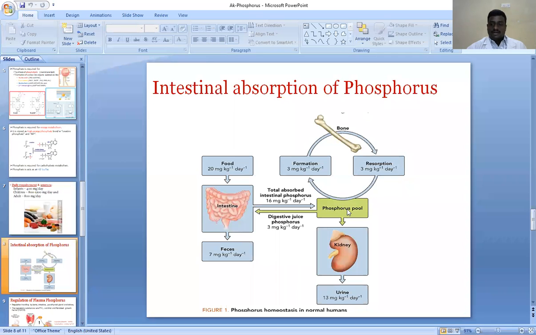After coming into the blood, some amount of the phosphorus is again secreted into the intestine to form gastric juice, digestive juice. The remaining phosphorus participates in bone formation along with the calcium. The remaining excess phosphorus is released into the blood, and this excess phosphorus is excreted through the kidney. This is about absorption and the different functions.